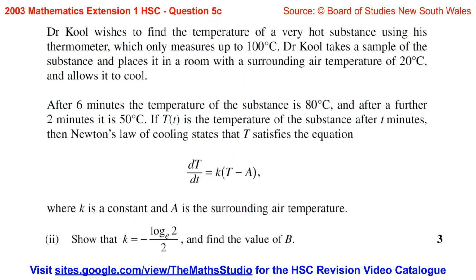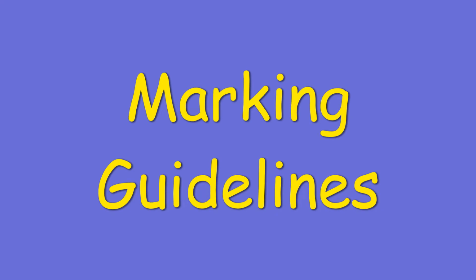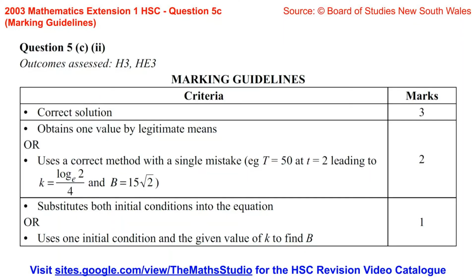Part 2. Show that k equals negative log base e of 2 over 2 and find the value of B. The following are the marking guidelines for question 5c, part 2. For 1 mark, we have substitutes both initial conditions into the equation or uses one initial condition and the given value of k to find B.